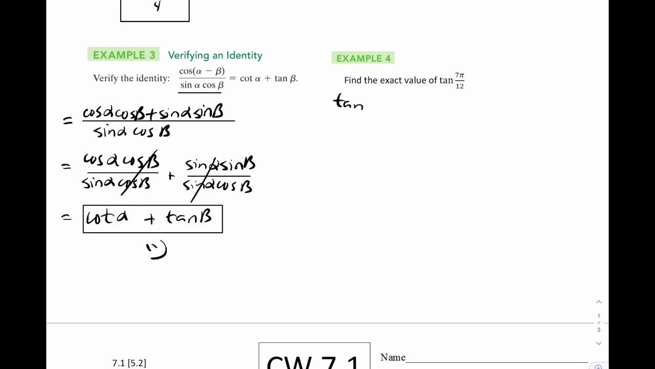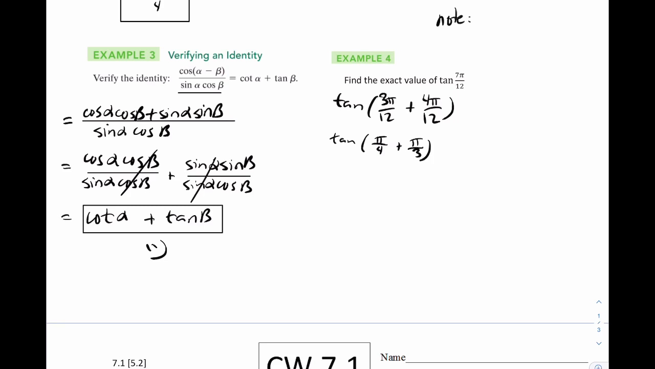So we could use the difference formula, but I think adding two numbers to create 7 pi over 12 would be a little bit easier. So I recommend just putting over 12 and try to think of two numbers that make 7. So I'm going to use 3 pi and 4 pi. Now the reason I chose that is because that's going to reduce to pi over 4 plus pi over 3. I would put a note up here.